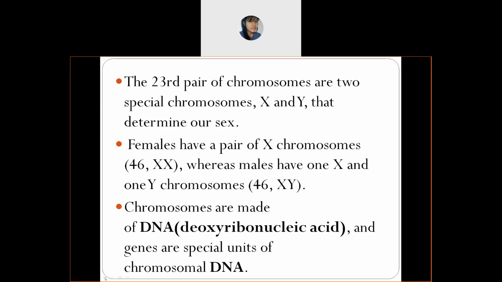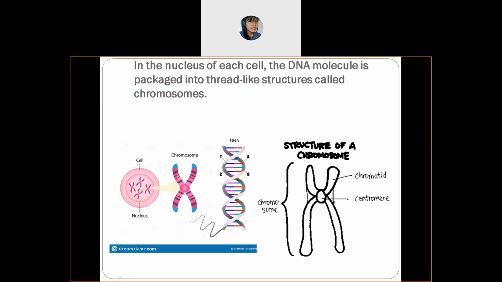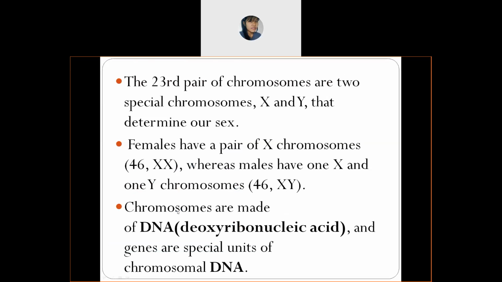So these chromosomes are made up of DNA, as shown in the first slide. This DNA we know as deoxyribonucleic acid. And genes are special units of chromosomal DNA. Are you clear about this?